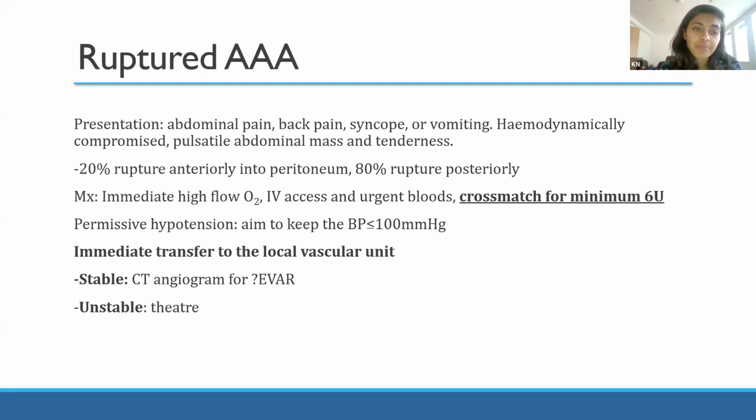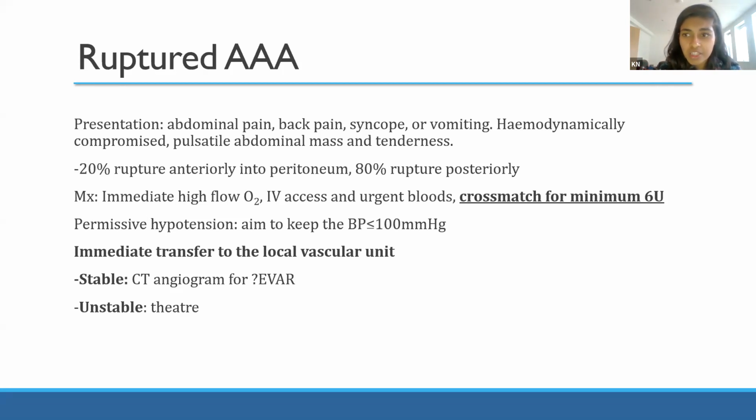So ruptured AAAs. Generally, they're not going to look well when they come in. They're going to be haemodynamically very unstable, tachycardic, hypotensive. They might have a dropped GCS, significant abdominal pain, classically tearing abdominal pain radiating to the back. 20% tend to rupture anteriorly, 80% rupture posteriorly, and you want to manage these patients really, really quickly.